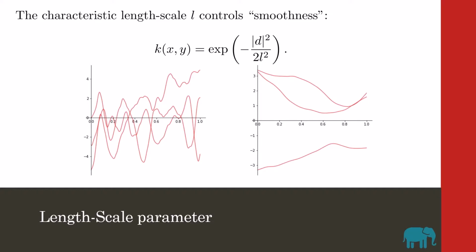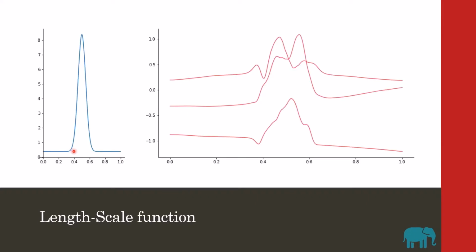On the left you have small values of L, and on the right you have larger values of L. If you have a length scale function on the left, this blue function, which is 1 over the length scale function, it results in sample paths that look like this on the right. Regions where the length scale is relatively larger give flatter, smoother regions, and when the length scale is much smaller, you get more complicated regions. And that's the intuition.